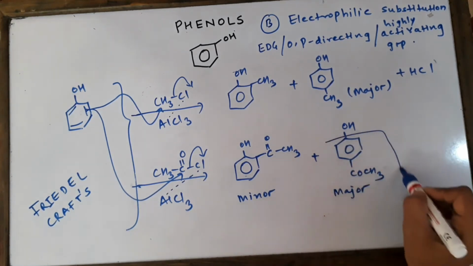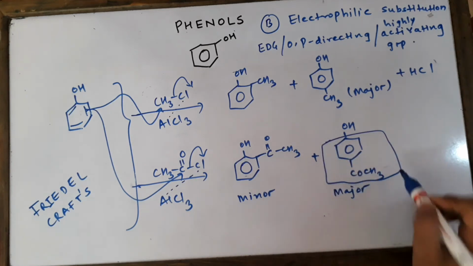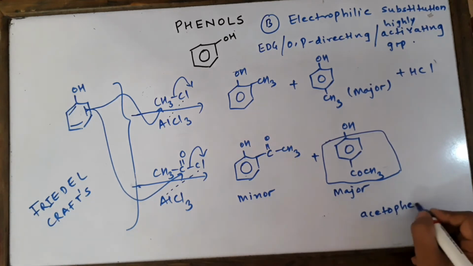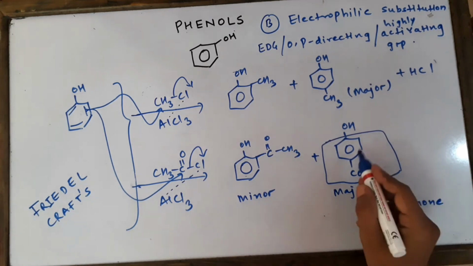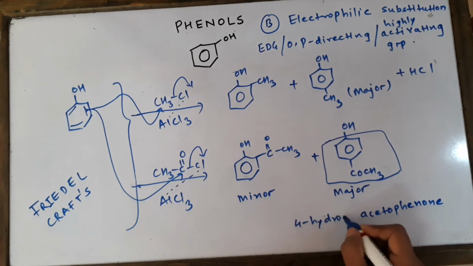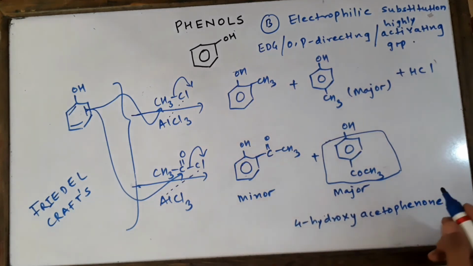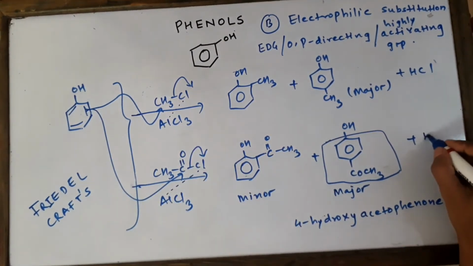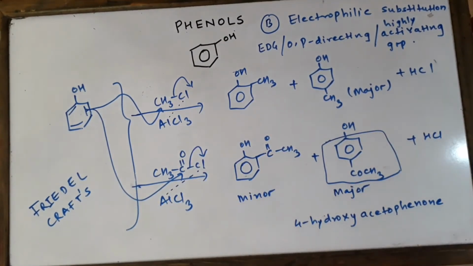Now children, look at this compound which I am putting in the box. It's called acetophenone. So acetophenone is important for your exam, and para-hydroxy, or let's say 4-hydroxy acetophenone is the name of this compound, and the byproduct is Cl and H, HCl. Alright, so these are the two different reactions.